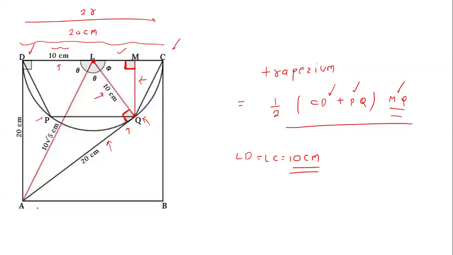From the A point you can see that this AD line is a tangent to the semicircle, and this length is equal to the square's side, so it is 20 centimeters. You can also see that AQ is also tangent, drawn from the same point. So if this length is 20 centimeter, this length is also 20 centimeter, because these two tangents are drawn from the same point, so these two lengths are the same.